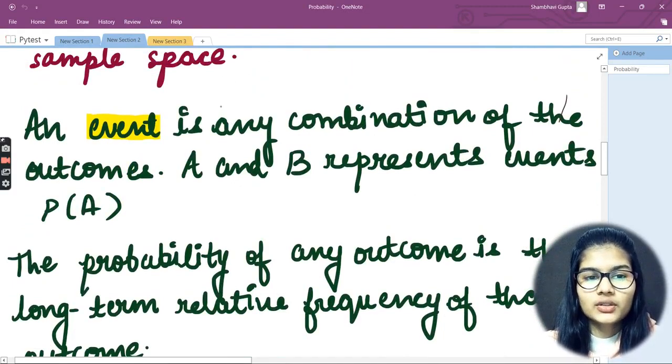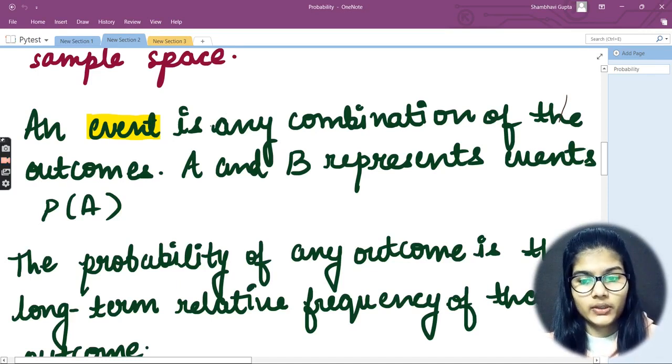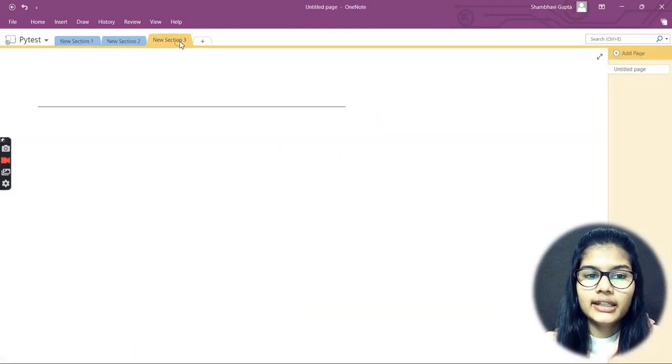So what's an event? An event is any combination of outcomes. Whatever outcomes there are, a combination of all those outcomes forms an event. How do we denote it? Events are always denoted using uppercase characters. And if you have to denote the probability of any event, you write P, for probability, and in the brackets you write that respective event. This is the notation regarding events.